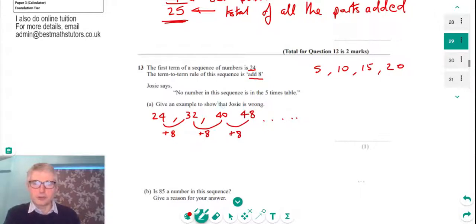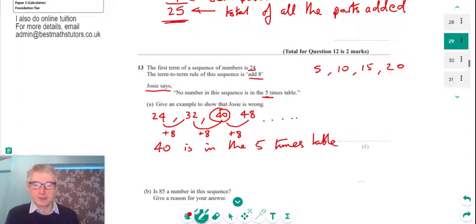But what we've got to show is that, or there's Josie, it says that no number in this sequence is in the 5 times table. So all we need to do is give an example to show that Josie is wrong. Well, we can see that one of the numbers that's come up here is 40, and 40 is in the 5 times table. So that is the example that we require. So 40 is in the 5 times table. So we've proved that Josie is wrong.